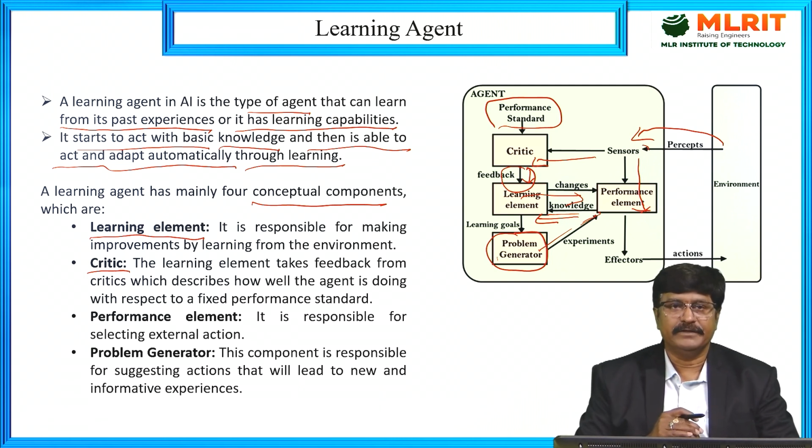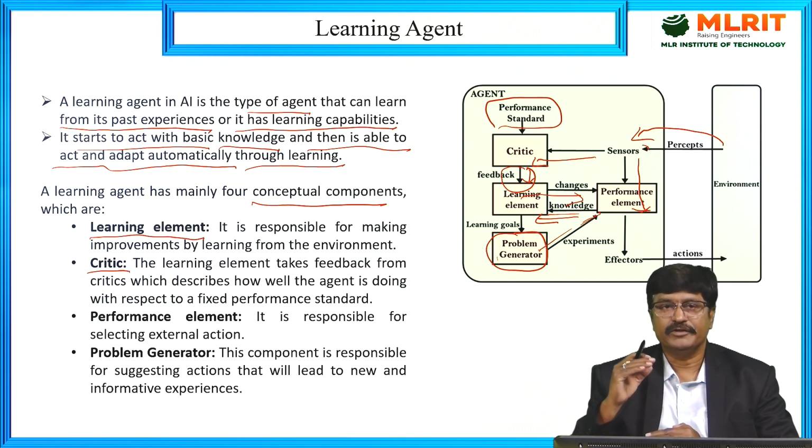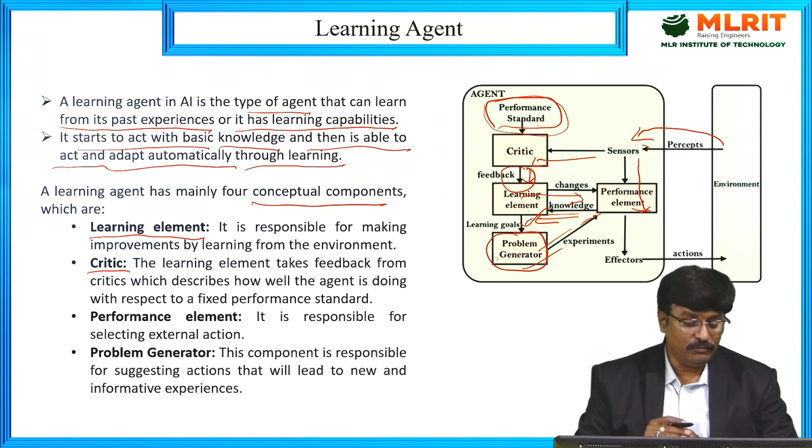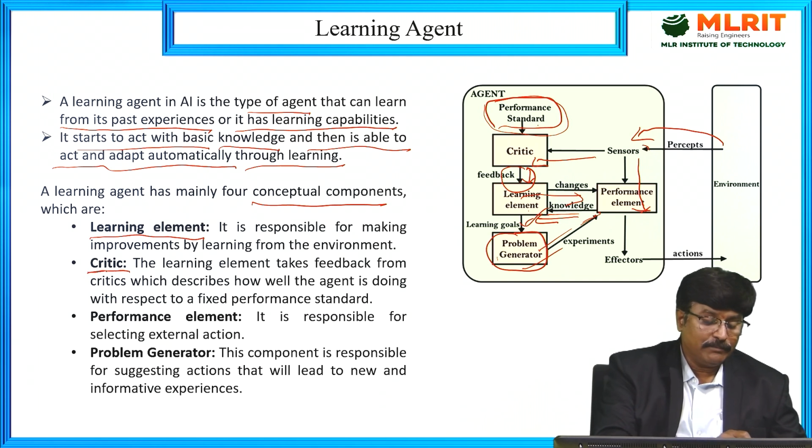Feedback from the critic describes how well the agent is doing with respect to fixed performance standards, whatever standards you have mentioned. Based on those standards, it gives feedback to the learning element. Then the learning element defines the goals. What is the goal? Defining. Then the problem generator generates problems related to the goal. So the critic is one of the important elements in this case.